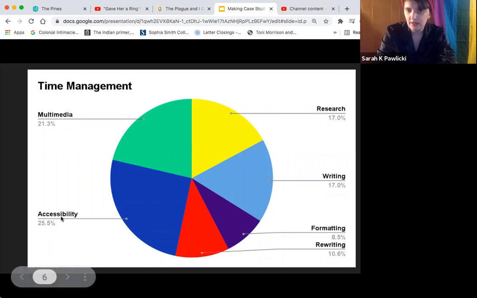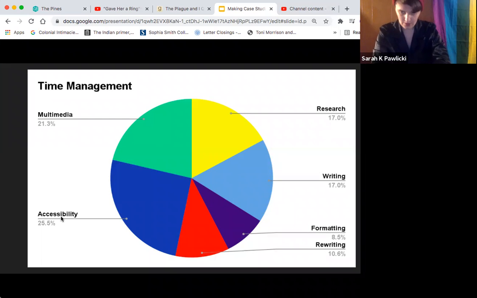Building in accessibility measures like writing alt text, creating headers, checking to make sure that accessibility measures are actually working, usually takes me more time than writing the initial draft of the case study, which I highlight to emphasize how important all of these digital accessibility measures are for producing this final product of the case study.